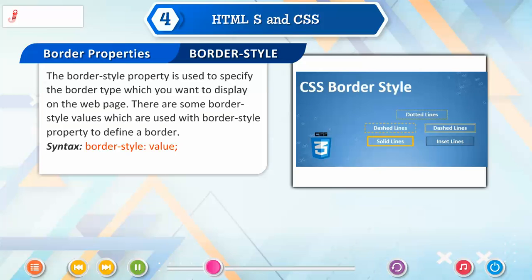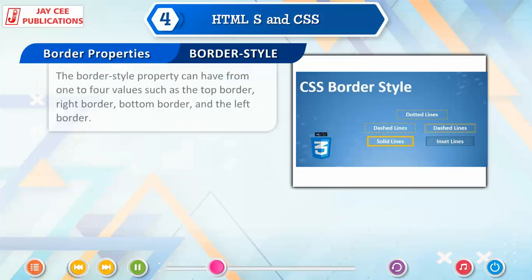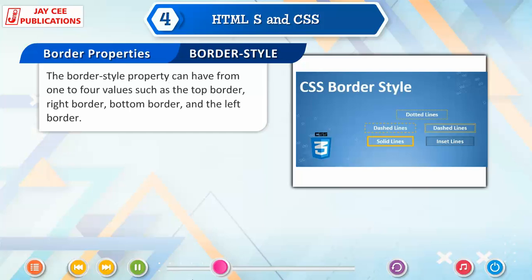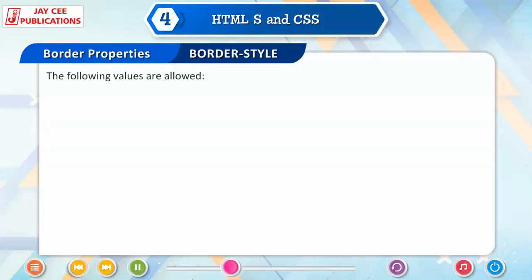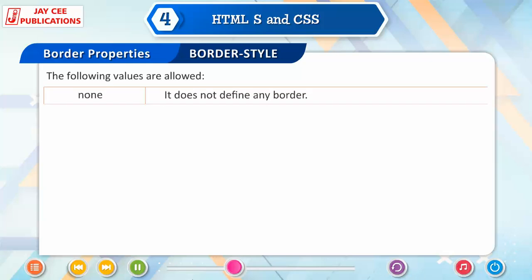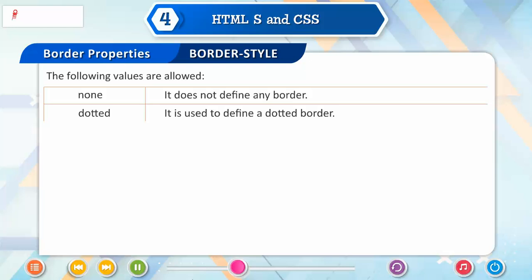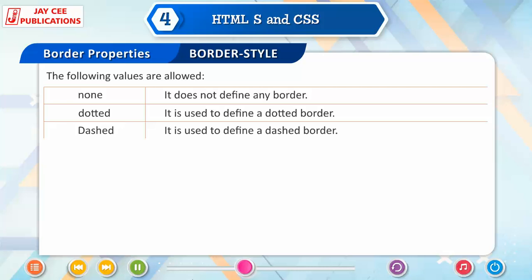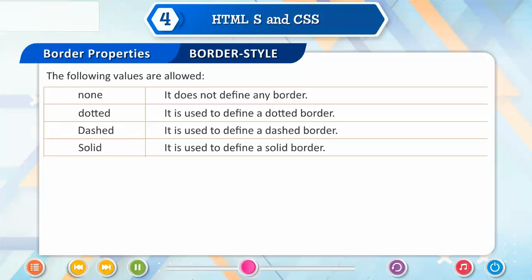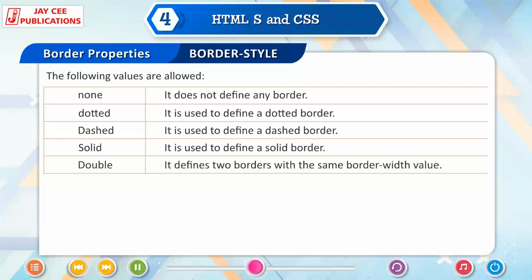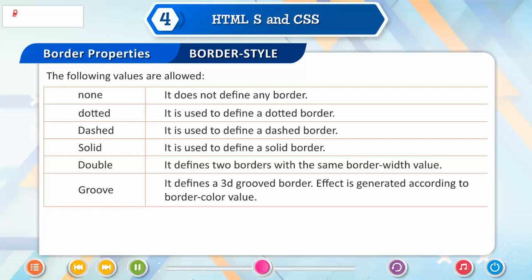Syntax: border-style: value; The border-style property can have from one to four values such as the top border, right border, bottom border, and the left border. The following values are allowed. None. It does not define any border. Dotted. It is used to define a dotted border. Dashed. It is used to define a dashed border. Solid. It is used to define a solid border. Double. It defines two borders with the same border width value. Groove. It defines a 3D grooved border.